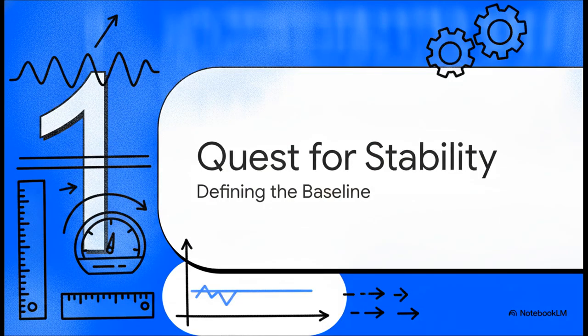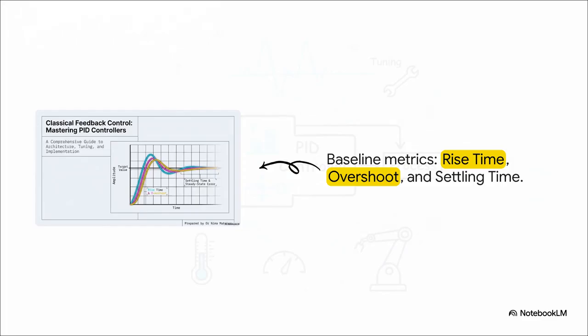The quest for stability. Before we can fix or optimize any system, we need to know what a successful control system actually looks like on paper. So when we give a machine a command, say telling a drone to hover at exactly 10 feet, we judge its performance by a few key baseline metrics.